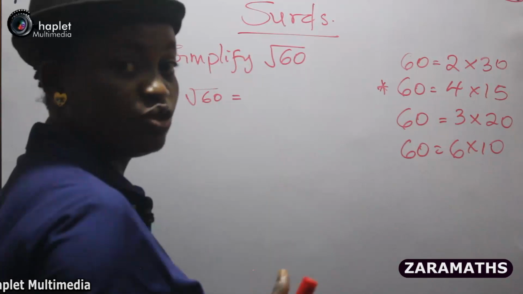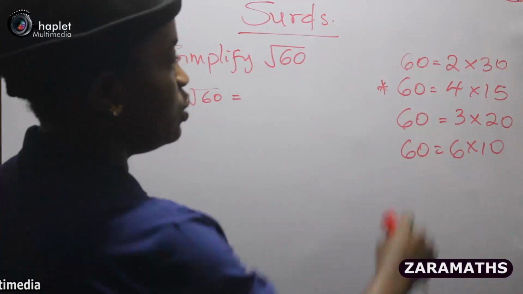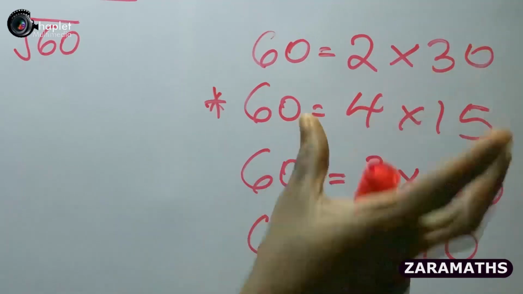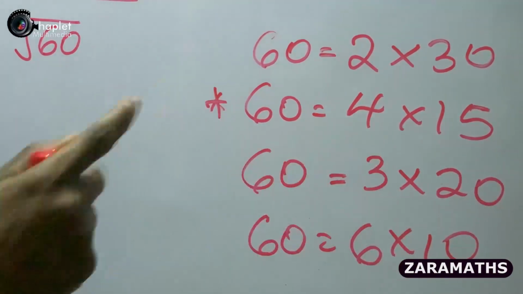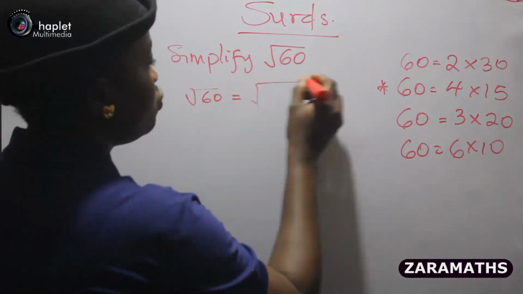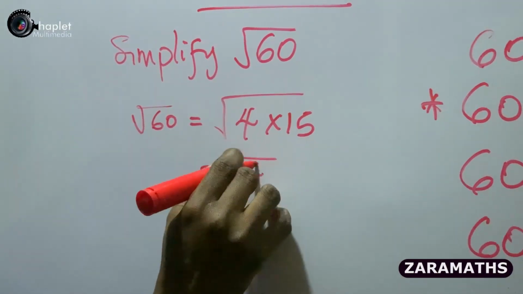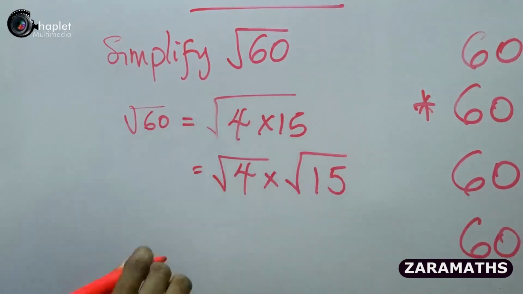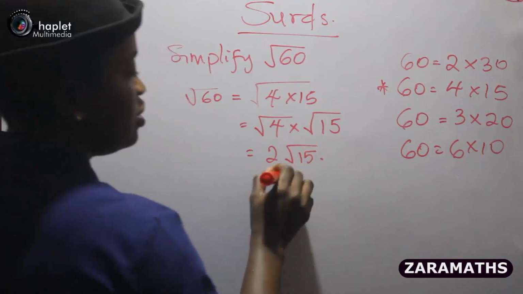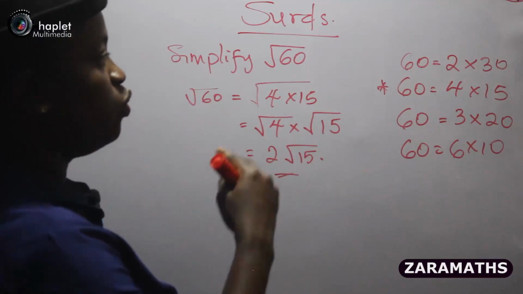A perfect square is a number that, when you find its square root, gives you a whole number. So here you discover that 4 is a perfect square. So we'll pick this, such that you'll be able to find the square root of it, and the rest will be left in the square root. So now the square root of 60 becomes root of 4 times 15, which is the same thing as root 4 times root 15. The square root of 4 is 2, so we get 2 root 15, just like the previous method. So whichever method you find easier, you work with.